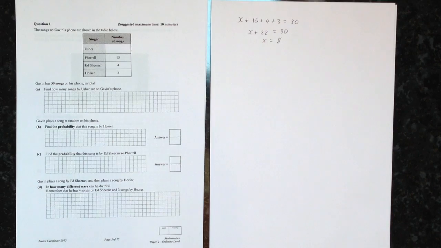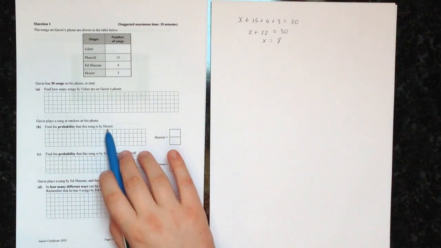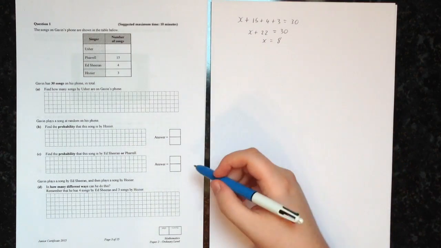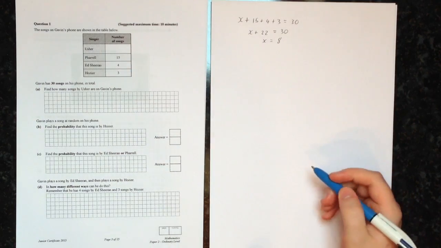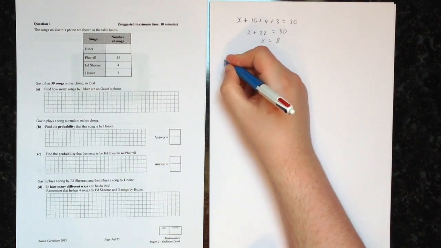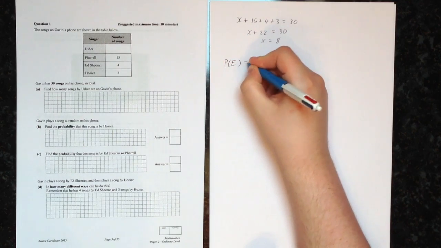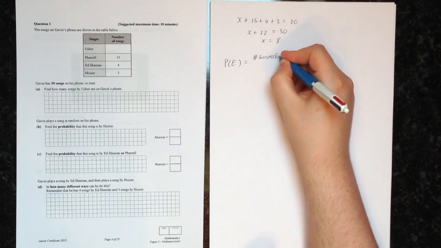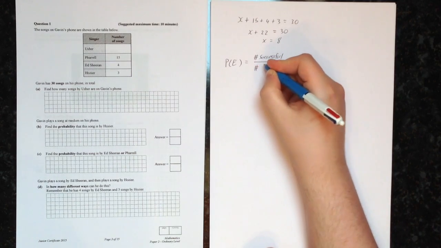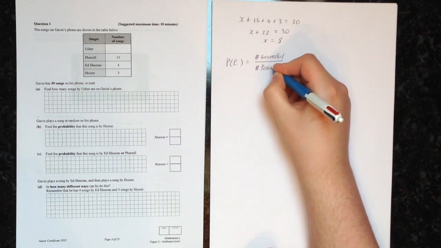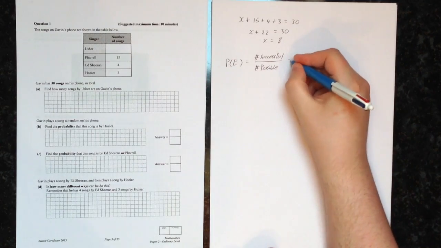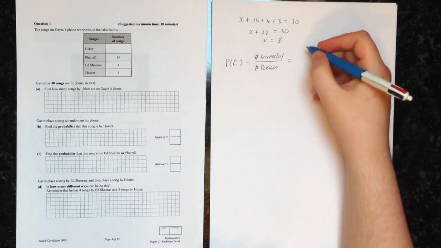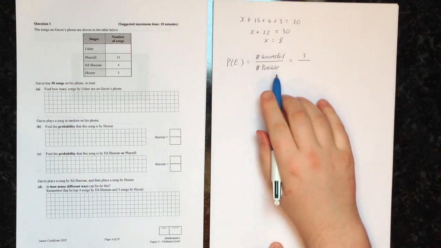Part B. Gavin plays a song at random. Find the probability that this song is by Hozier. So we know that there are 30 songs in total, and we know that 3 of them are by Hozier. The probability of any event is equal to the number of successful outcomes divided by the number of possible outcomes. So the number of outcomes that we want, in other words, a song by Hozier, is 3, divided by the number of possible outcomes.